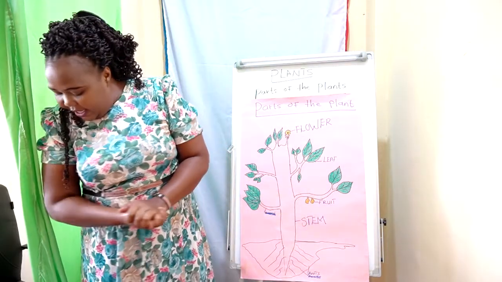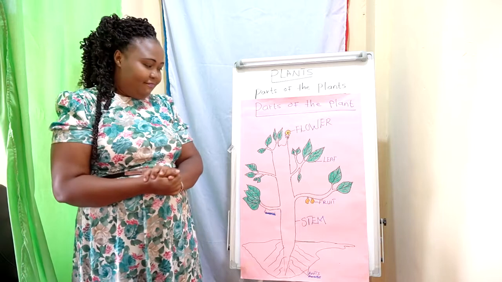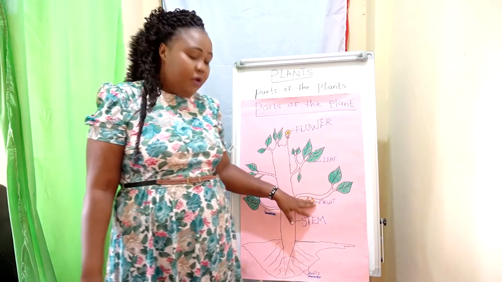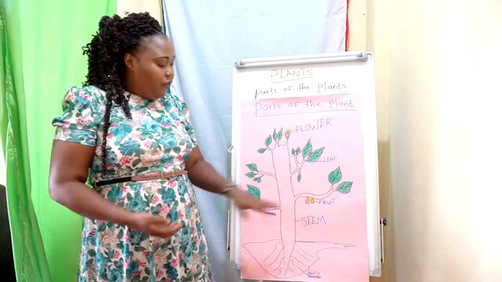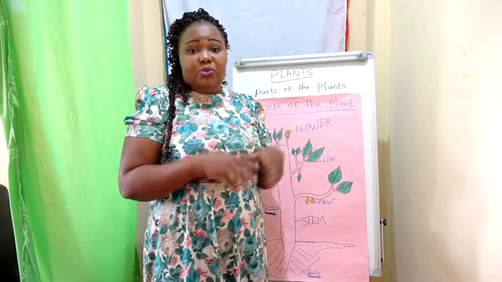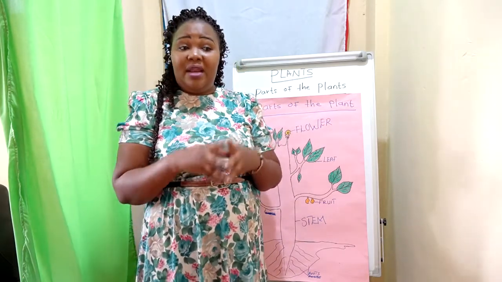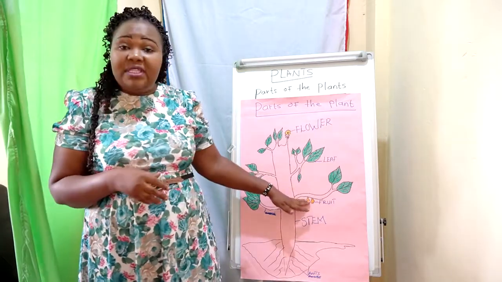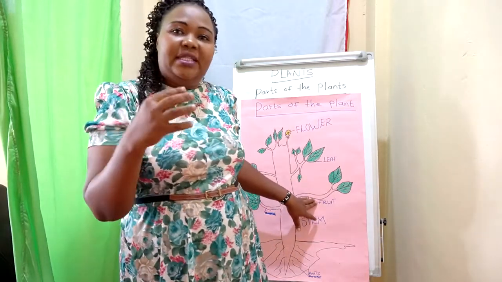Let's move to the next part, that is the fruits. Here are the fruits. So it's one of the parts of the plant, fruit. So fruits are of different sizes. There are big fruits, small fruits, and also they have different tastes. Remember, when you were in grade 1, you learned about different tastes of fruits. You find that some fruits are sweet, some are sour.